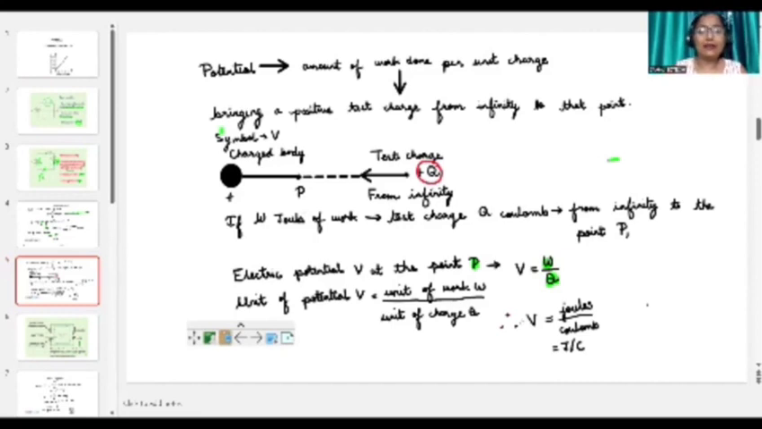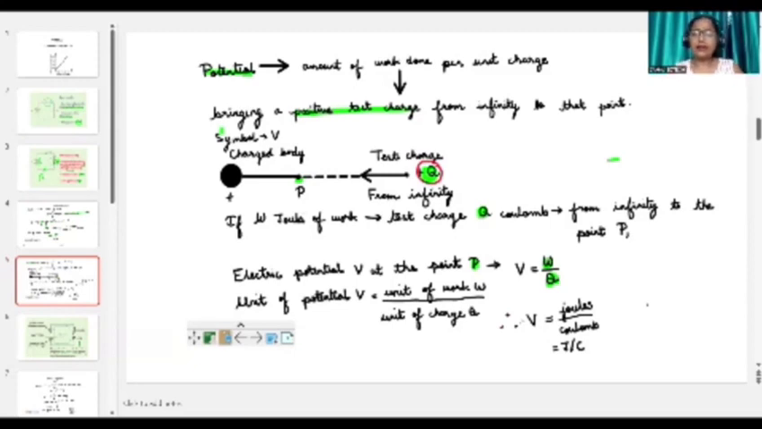Now let's see what potential is. It is the amount of work done per unit charge in bringing a positive test charge, so this is the positive test charge, from infinity to that point in the presence of a positively charged body. So if W joule is the work done in bringing the test charge Q from infinity to the point P. Now, what does infinity mean? Infinity means it does not have any limit.